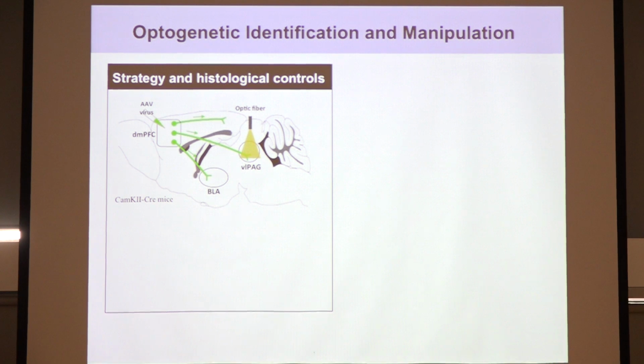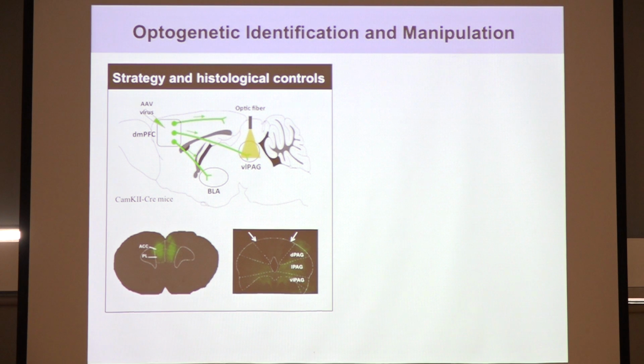So we use mice that express the Cre recombinase under the CAMK2 promoter, and we injected an AAV virus expressing the archaerhodopsin or channelrhodopsin in the mPFC, and we implanted the optic fiber in the VL-PAG to manipulate the fibers. So this is an example of the labeled neurons in the cingulate and prelimbic area, and we have the optic fibers above the VL-PAG here, and the labeling of the fibers in the lateral and VL-PAG.